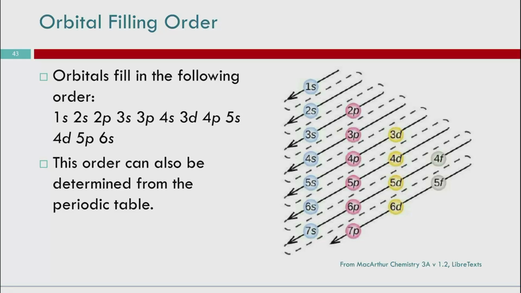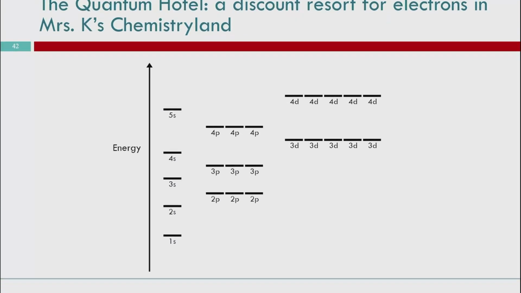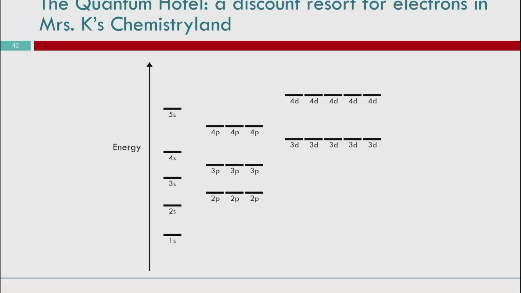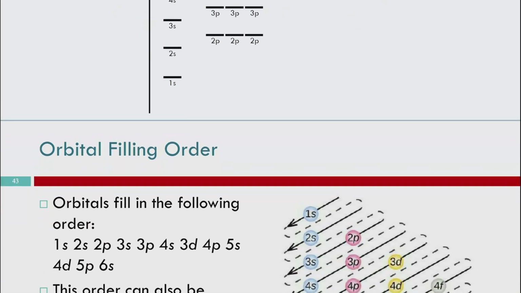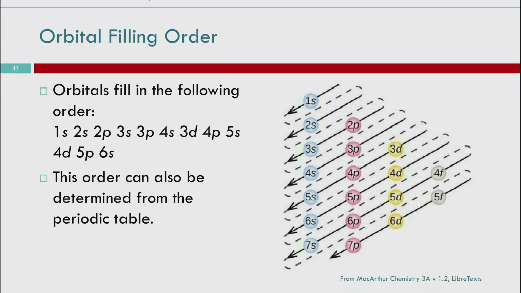Okay, so we know from this energy diagram, that I'm not going to give you on an exam, by the way, what our energy level filling order is. We can read it off: 1s, 2s, 2p, 3s, 3p. That's a lot to memorize. So here's another tool you can use instead.